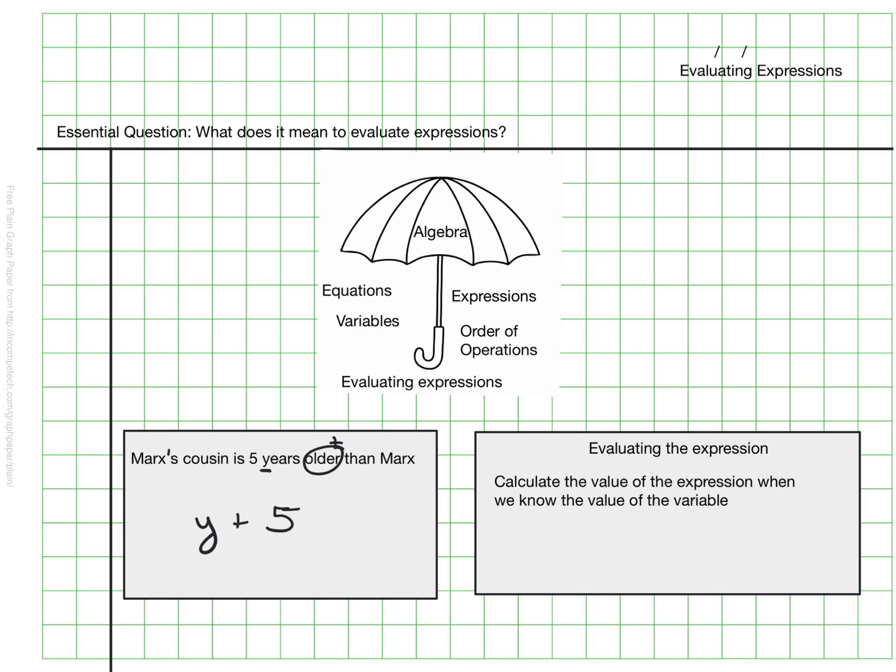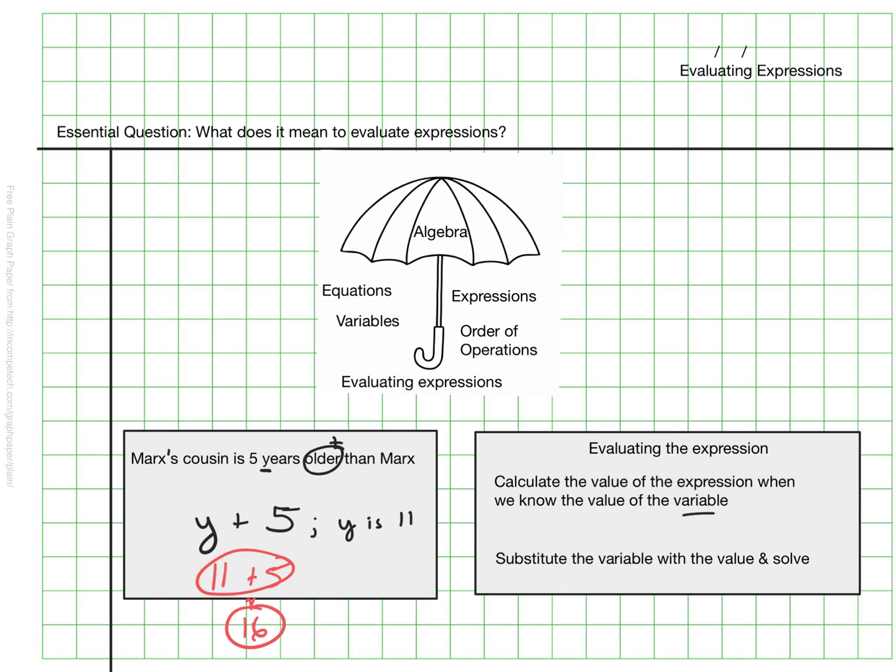When we talk about evaluating an expression, that means that we're looking to calculate or find the value of the expression if we know the value of the variable, right? So let's say that we know that Marx is 11. If we know that Marx is 11, then when we rewrite this, we'll substitute y with 11, and then we'll write the rest of the expression. And from there, we'd say, oh, well, when Marx is 11, 11 plus 5 equals 16, right?